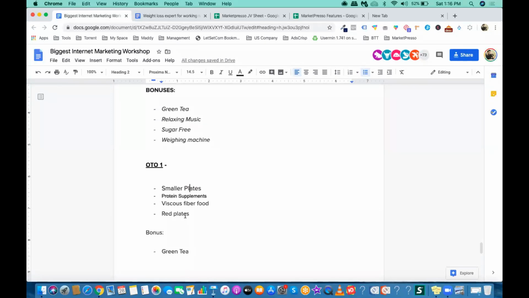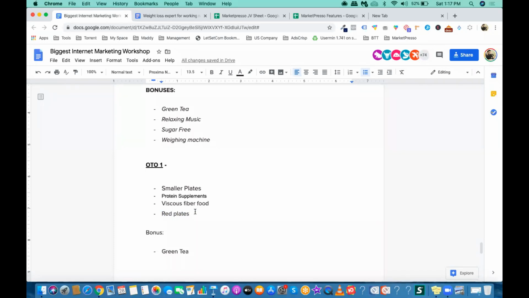I'm giving them in OTO one the same products that I explained to them in the front end, that they need to use. Now, I explained to them that you need to use smaller plates. I explained to them that you need to use protein supplement. I explained to them that you need to eat this fiber food. And I explained to them that you need to get red plates. Now, this is what I am giving to them.